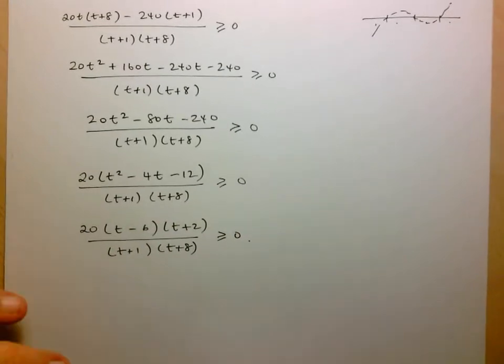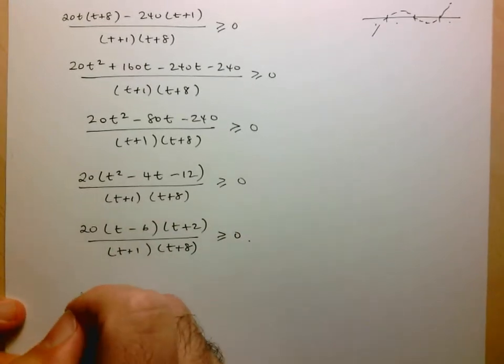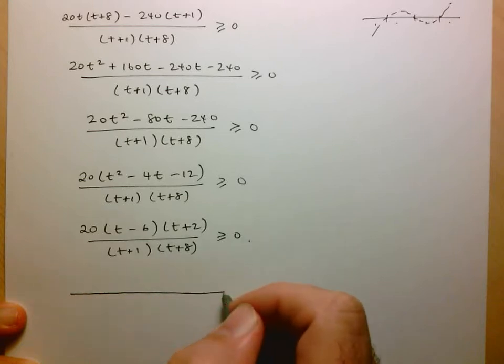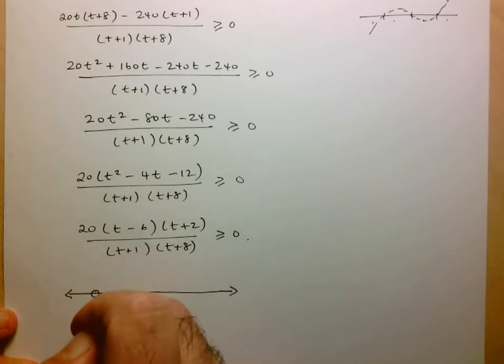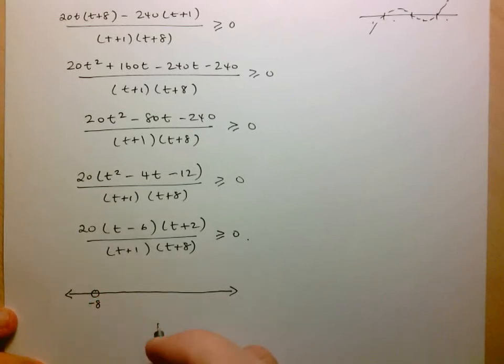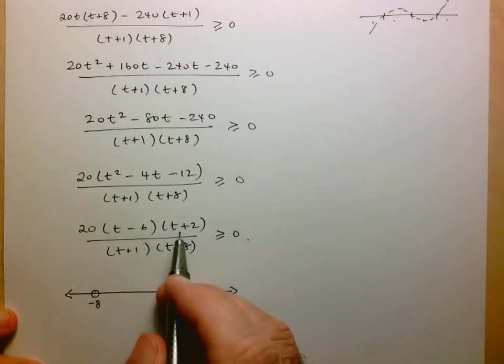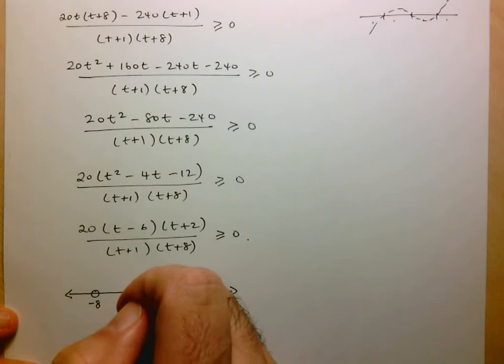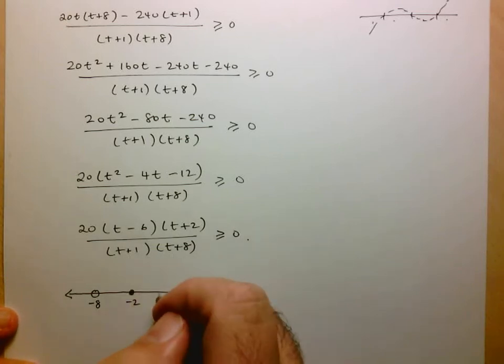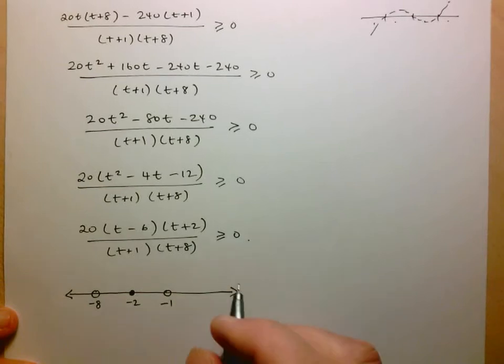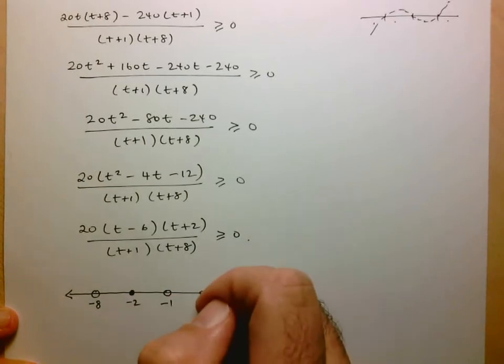Okay, and so now all we have to do is create a chart, and I'm going to do that by using just a number line to help me determine where this expression is positive or negative. So the only places it can change sign are at the vertical asymptote of negative 8, at the x-intercept of negative 2, at the vertical asymptote of negative 1, and at the x-intercept of 6.